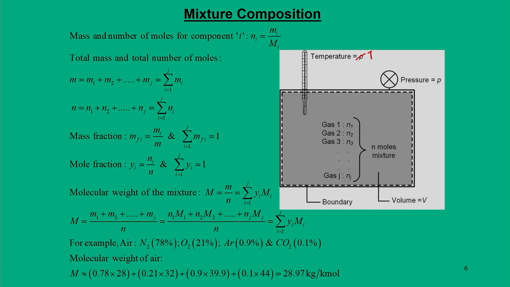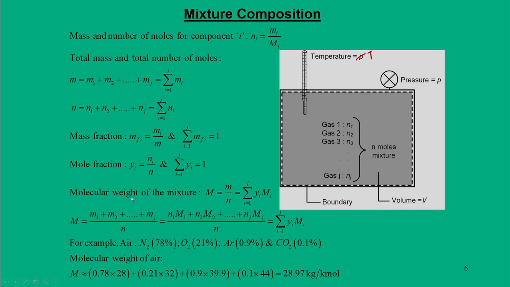Under these situations, one can calculate the total mass, which is the summation of mi, and the total number of moles, which is the summation of ni. The mass fraction mfi is equal to mi by m, and the summation of all mass fractions is unity. Similarly, we can define the mole fraction yi as ni by n, and of course the summation of yi is also 1.